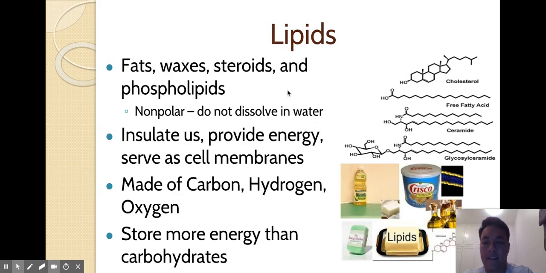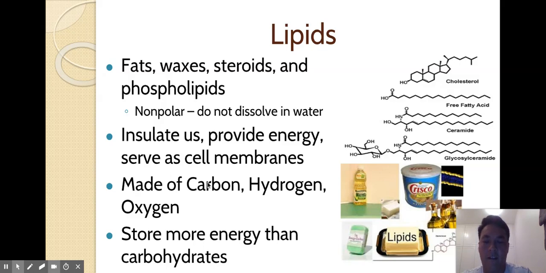All right, lipids are fats, waxes, steroids, and phospholipids. They're items that are non-polar or do not dissolve in water. I showed you that at TED Ed where the oils couldn't join the square dance. They just can't get in there. It's not energetically favorable. So they help to insulate us. They help to keep us warm. Not something we need too much of here in Omaha, but maybe on a desert trek when it gets cold at night. They do provide energy, right? We can break down fats for energy. And they also help to serve as cell membranes that are really important to us.